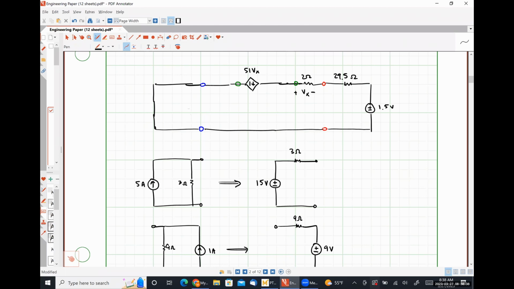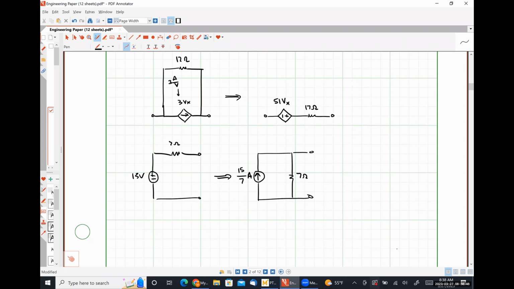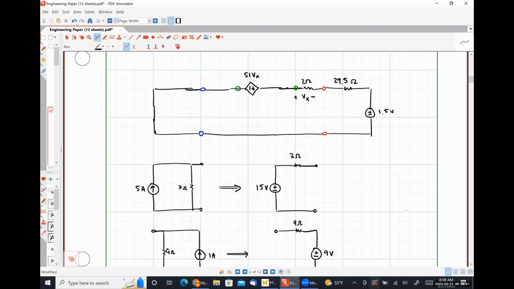Sophie, did you have a question? All righty. Let's back things up here a little bit. So this was 26. We had a 7 ohm resistor here, 7 ohm resistor here, and a 15 volt source here, right?